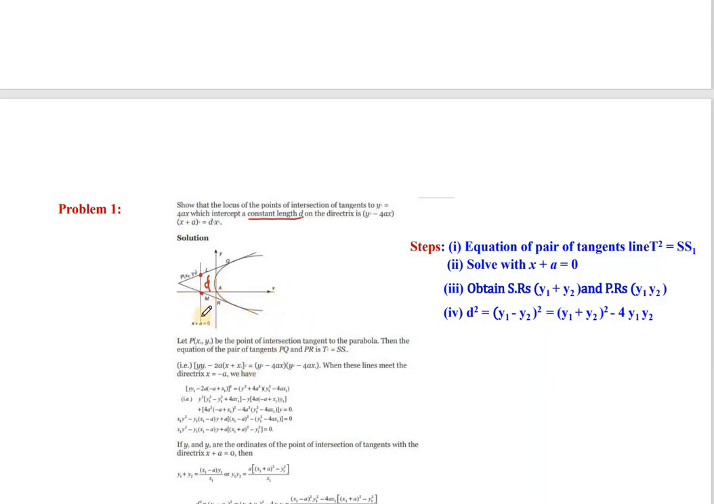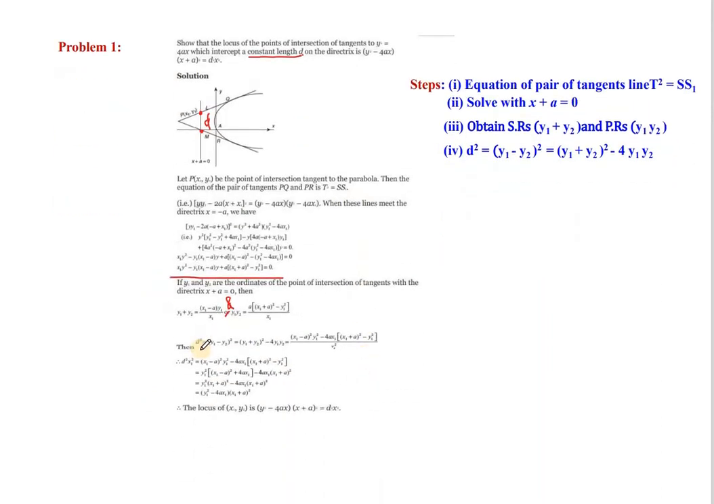So you consider P of (x1, y1), and so the equation becomes T square is equal to SS1, and you'll have to solve that with the directrix. So when you do so, then you will arrive at this. You can see that it's a quadratic equation in y, and so it has got two roots. We shall name them as y1 and y2. So sum of the roots and the product of the roots, both you get. So we want to know only d square, which is (y1 minus y2) square.